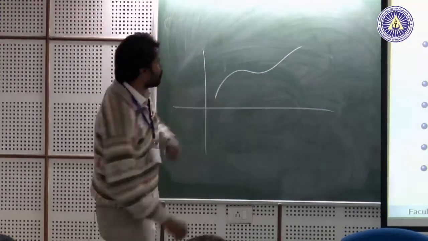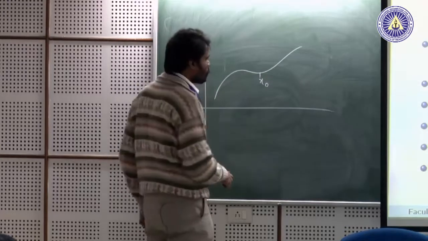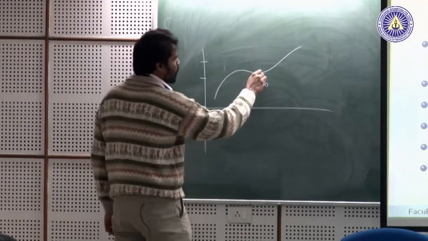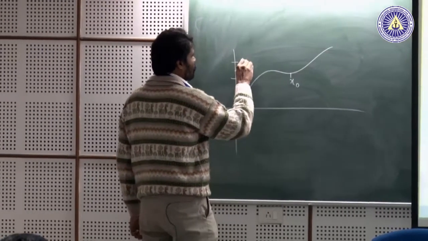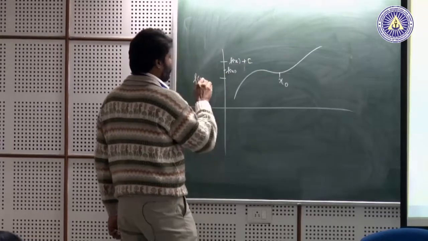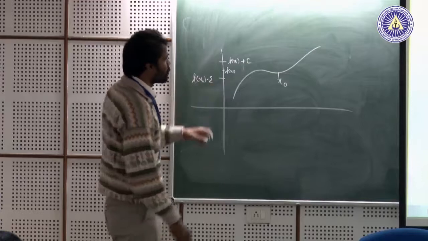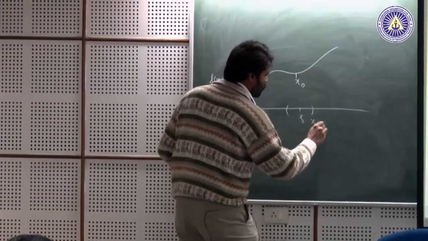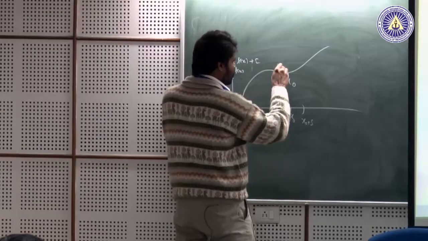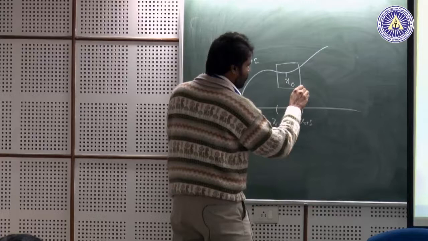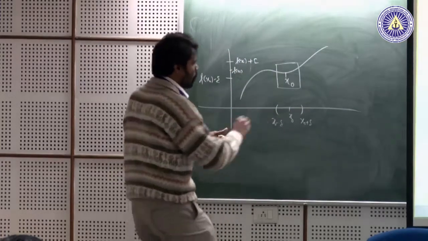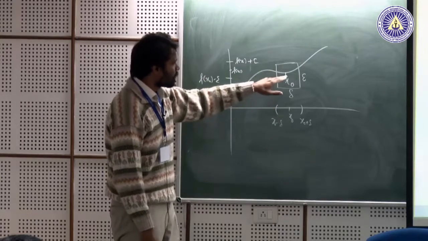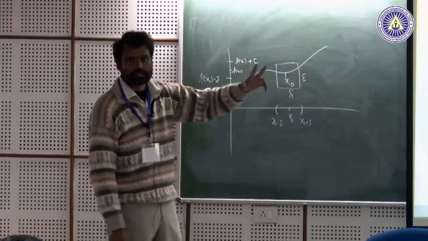Suppose I have a continuous function, and I want to pick an x naught and show this function is continuous at x naught. What is that saying? That for every epsilon that I choose, an epsilon neighborhood of f of x naught, this is f of x naught plus epsilon, this is f of x naught minus epsilon, I should be able to get some neighborhood around x naught, which I call the delta neighborhood, such that the rectangle that you draw of delta side and epsilon side, the graph of the function in that rectangle enters at one place and exits at one place, and will not go outside.